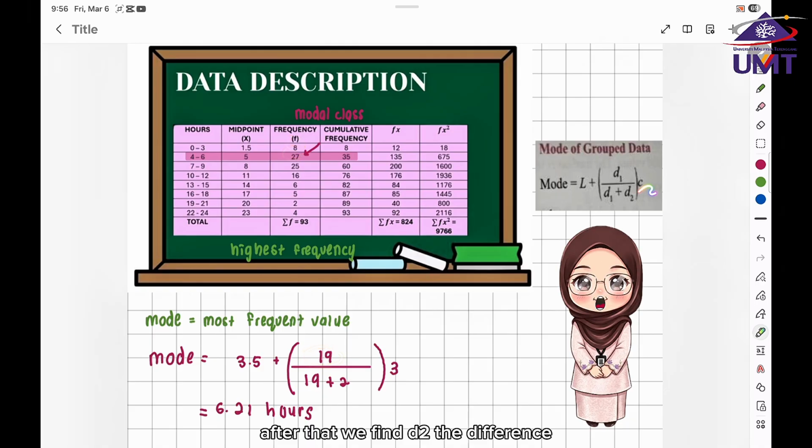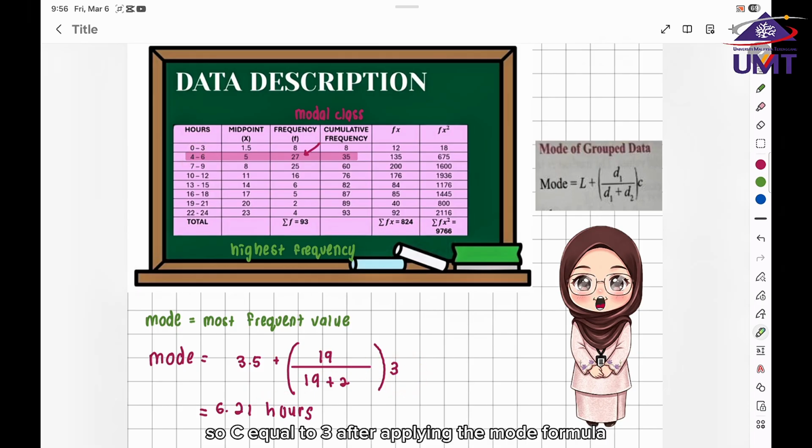After that, we find D2, the difference between the frequency of the model class and the next class. From the table, 27 minus 25 equals 2. Next, C, or class width, is the upper boundary minus the lower boundary. From the table, C equals 6 plus 7 over 2 minus 4 plus 3 over 2. So, C equals 3.